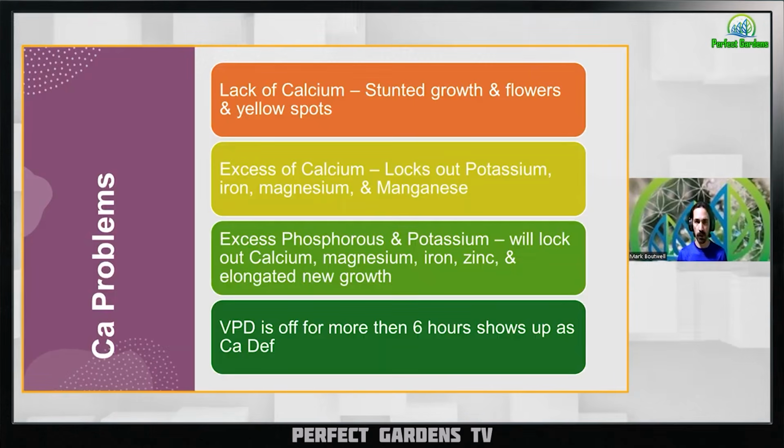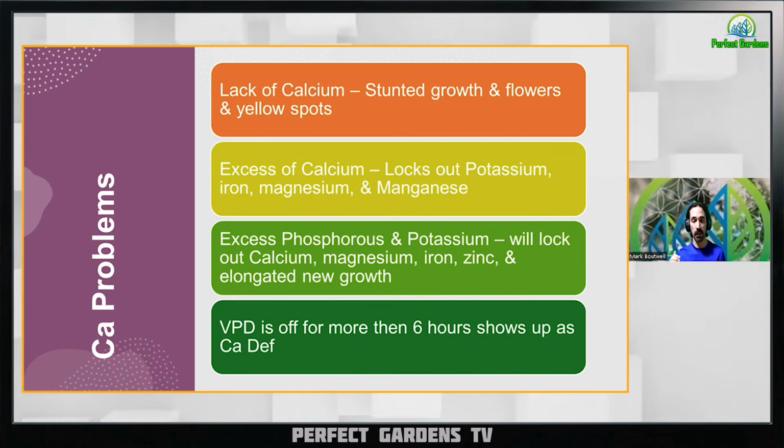So let's go real quick though and talk about quick identifiers you need to understand about when problems arise with calcium. First, if you have a lack of calcium, you're going to have stunted growth and your flowers are going to be stunted. You're also going to possibly see yellow spots. And if you have an excess of calcium, it locks out potassium, iron, magnesium, and manganese, right? So if you have too little, it's going to stunt it. And if you have too much, it's going to lock other things out.